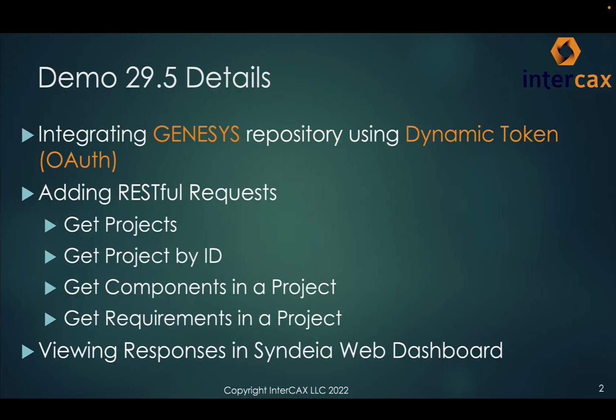Specifically in this video, we'll cover the following. We'll show you how to add a RESTful repository that uses a dynamic token for authentication. In this case, GENESYS uses OAuth tokens. We'll show you how to add new RESTful requests to the GENESYS repository, specifically to get projects, get project by ID, get components in a project, get requirements in a project, and then viewing those responses in the Syndeia web dashboard. With that, let's dive into the demo.